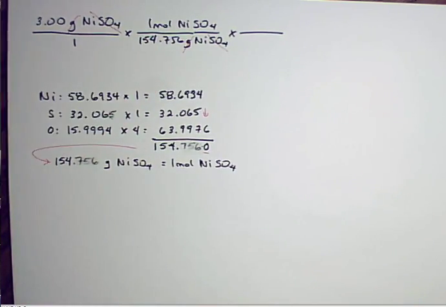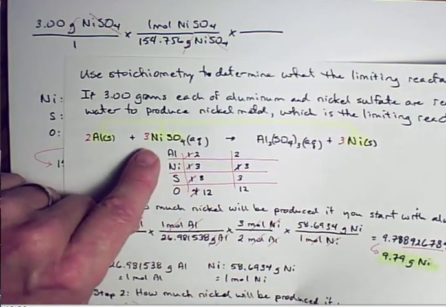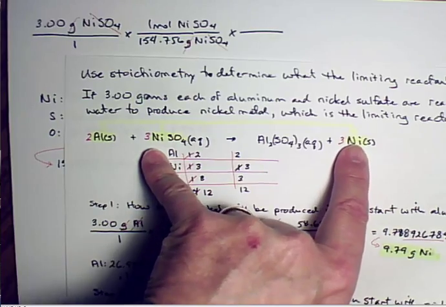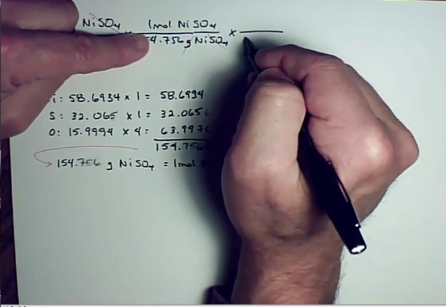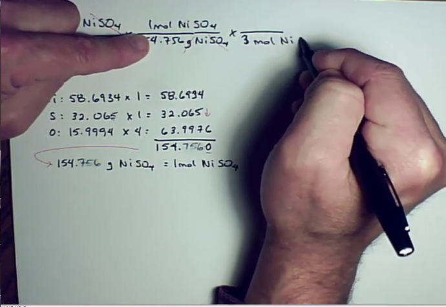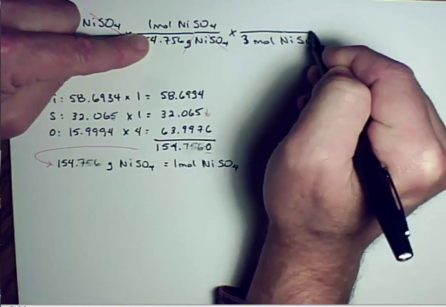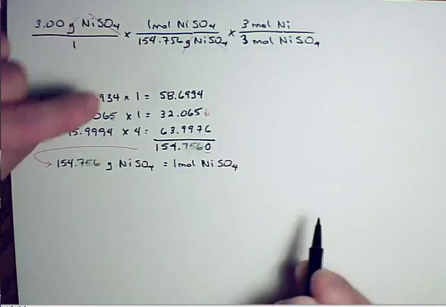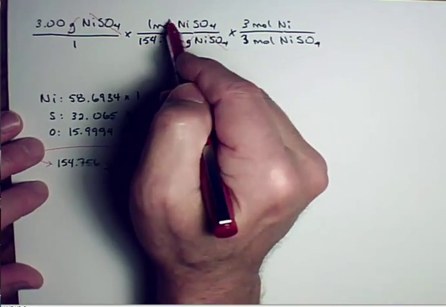Well, now we can use the balanced equation to go from moles of nickel sulfate to moles of nickel. So what's the molar ratio? 3 and 3. Okay? So we have 3 moles of nickel sulfate in the equation. We also have 3 moles of nickel in the equation. Now we can simplify that.